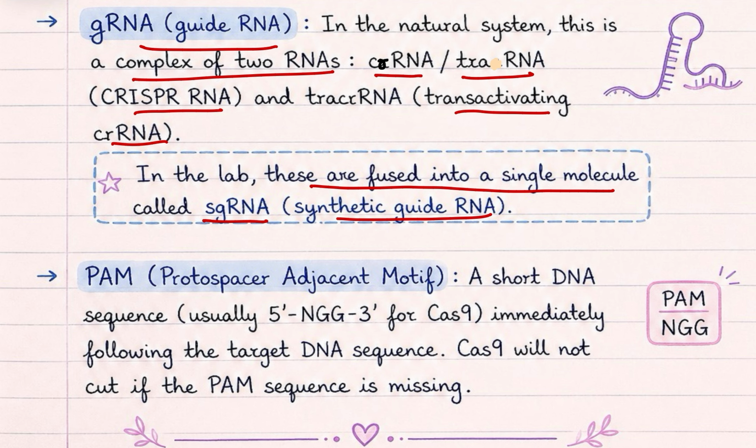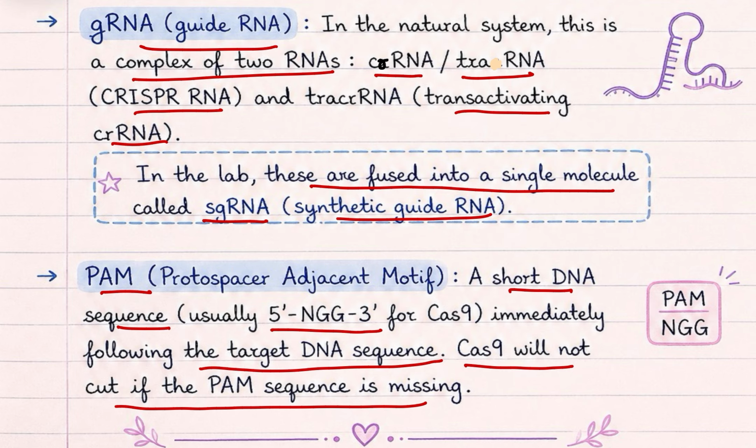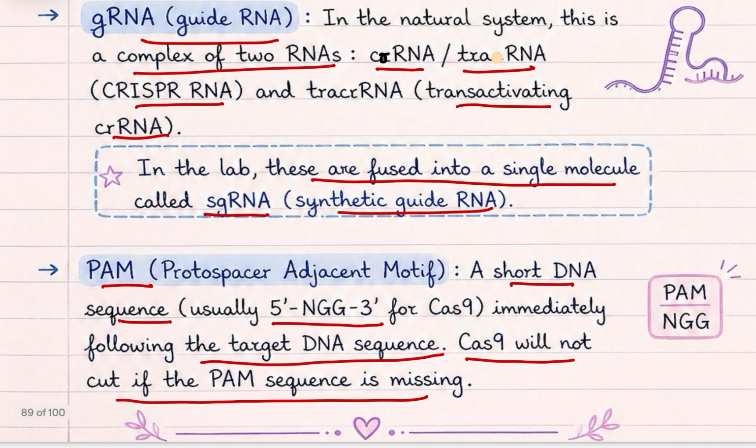Third one, very important, PAM. PAM sequence is a short DNA sequence, usually NGG, immediately following the target DNA sequence. So Cas9 will not cut if the PAM sequence is missing. Very important.